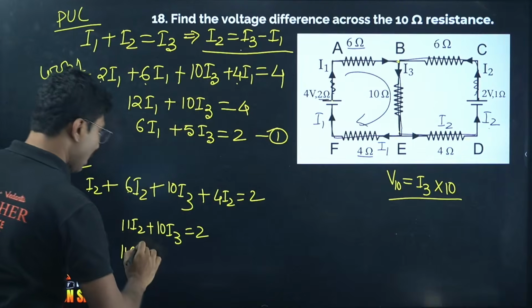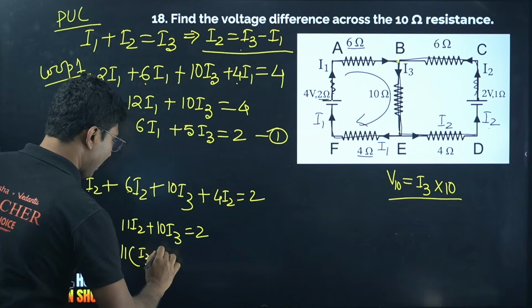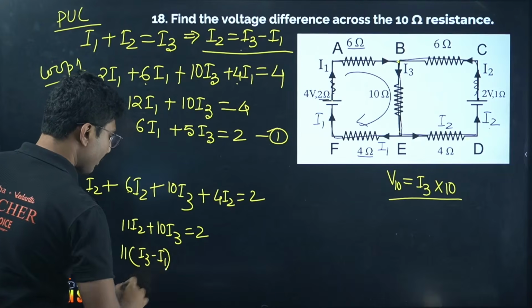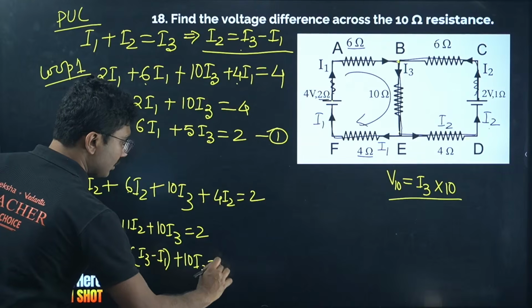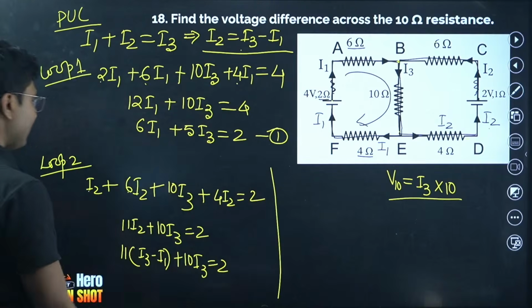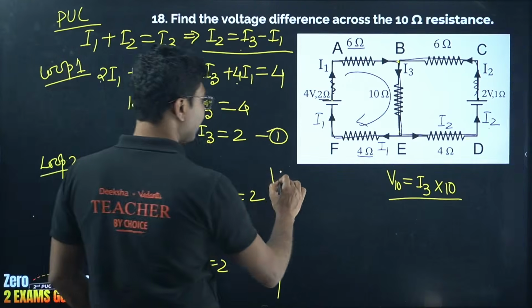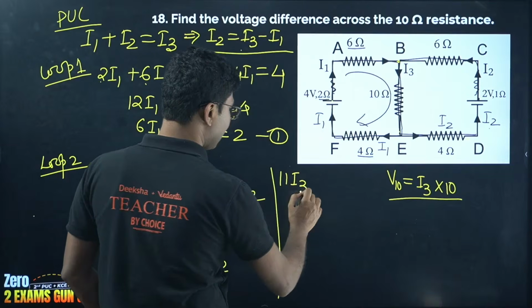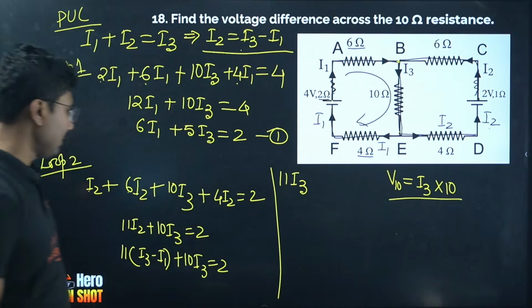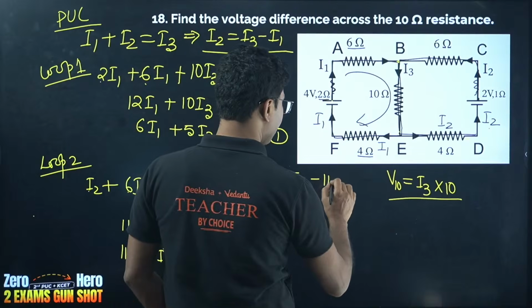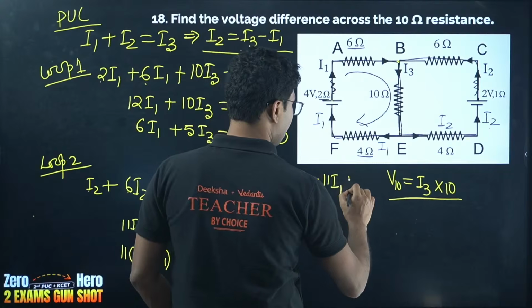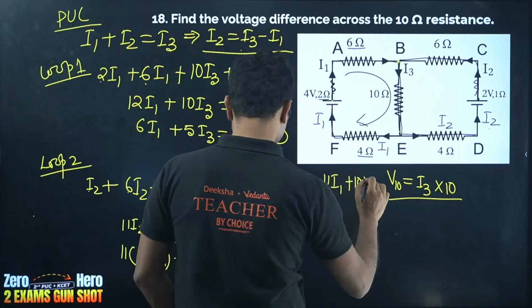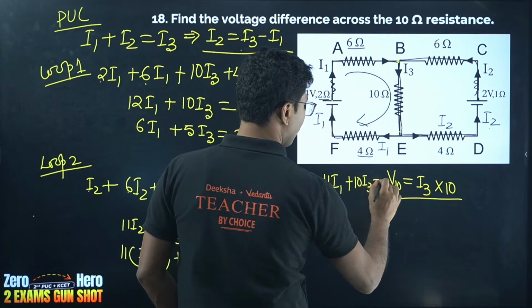11 into (I3 minus I1) plus 10 I3 equals 2. Okay, now simplify this. We get 11 I3... This is a PU board exam question, so obviously it will take some time. PU board generally gives you a question which requires a slightly longer solution. 10 I3 equals 2.